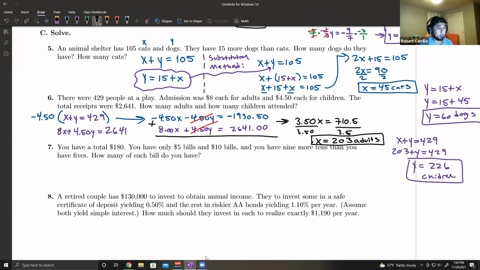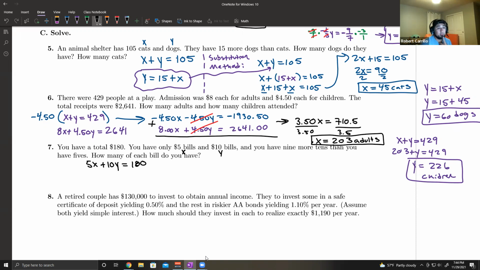All right. Let's see. We have $5 bills, so that'll be x. We have $10 bills, that'll be y. And what we know is that our $5 bills and $10 bills equal an amount of $180. So that's our first one. We're going to say 5x plus 10y is equal to $180.